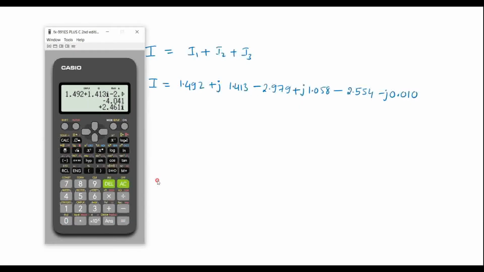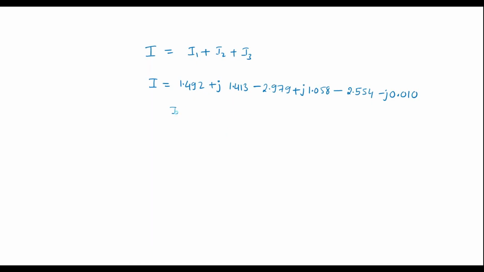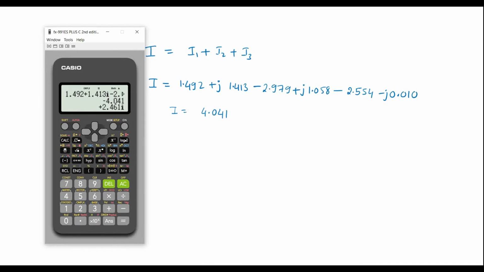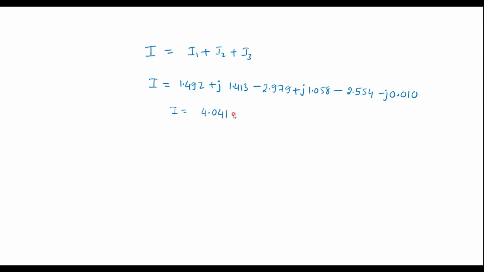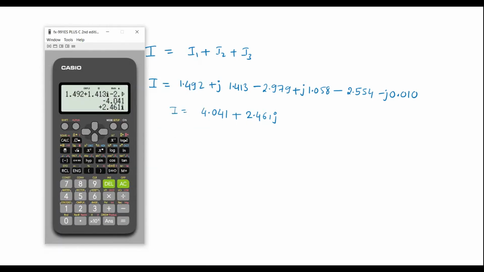Press this, we will get 4.041, that is I is equal to 4.041 plus 2.461 J. So this is the answer. Now we have to keep this answer in polar form also.